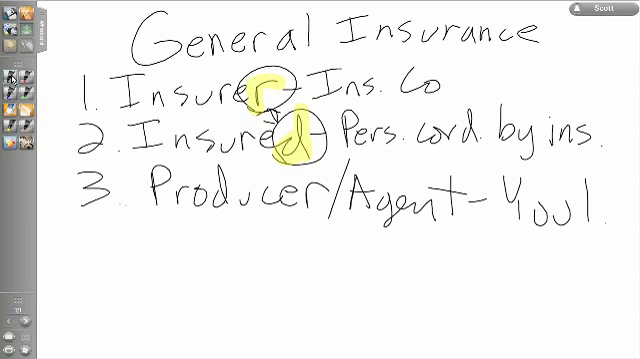So the insurer, well, think of it this way. Do you have auto insurance? Most likely, if you own a car or lease a car, you have auto insurance because most states require that you carry it. Who is the insurance company that you have it through? Well, that's your insurer. And you're the one covered under the policy. That means you're the insured.